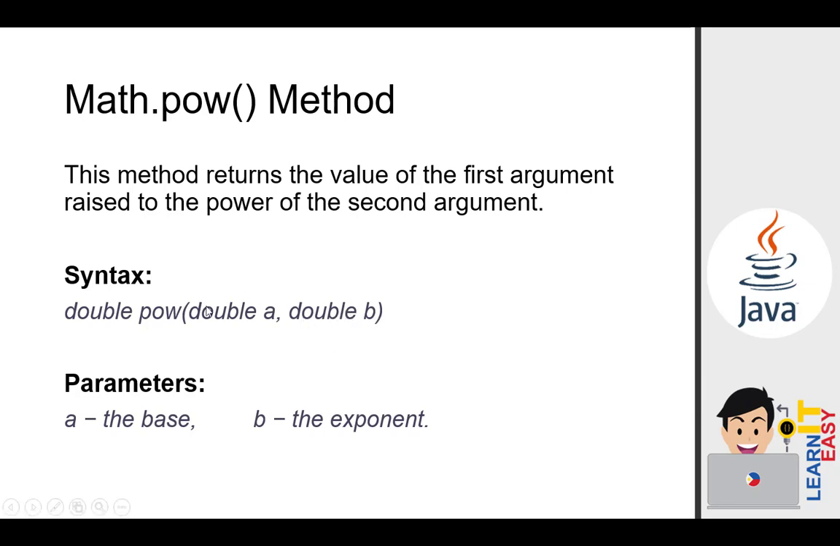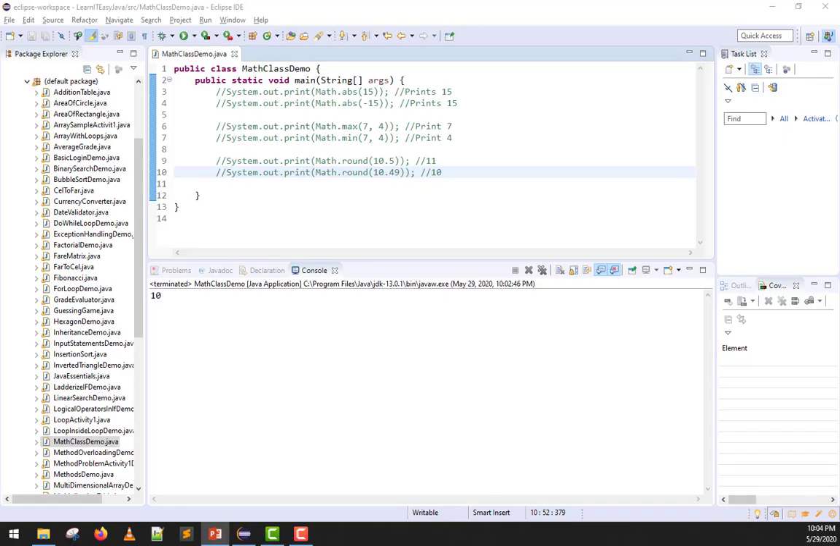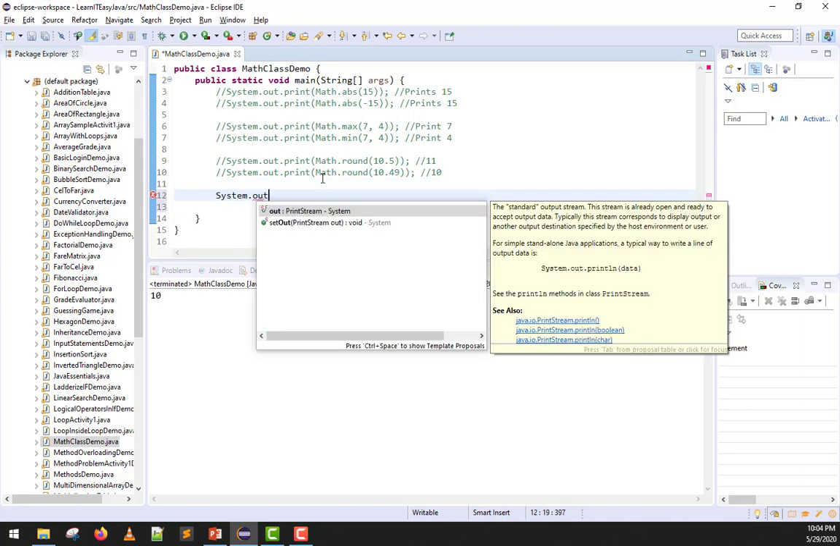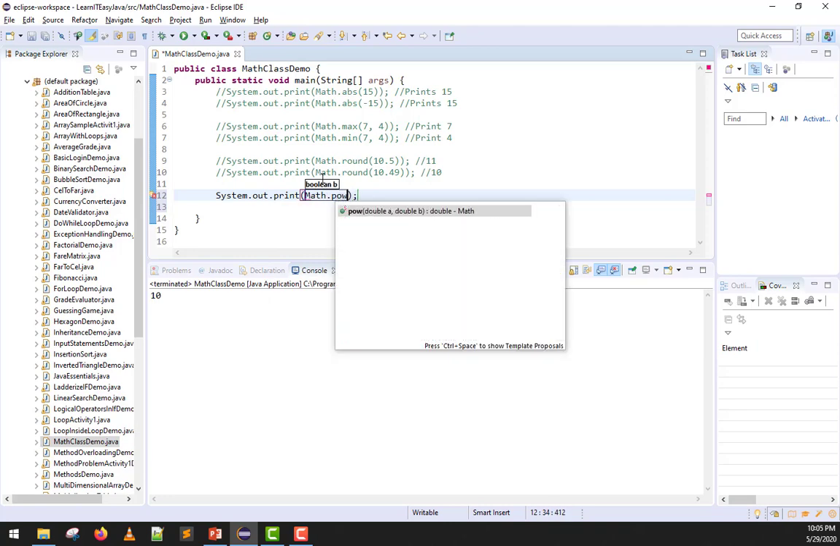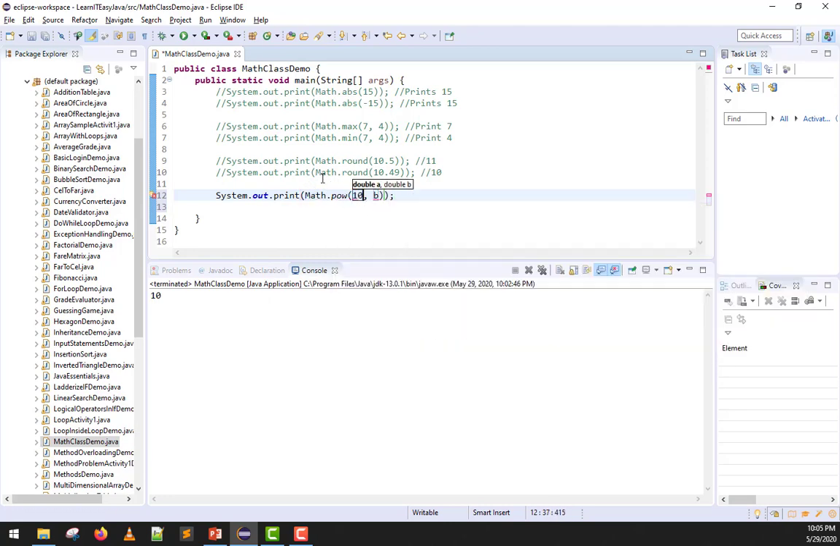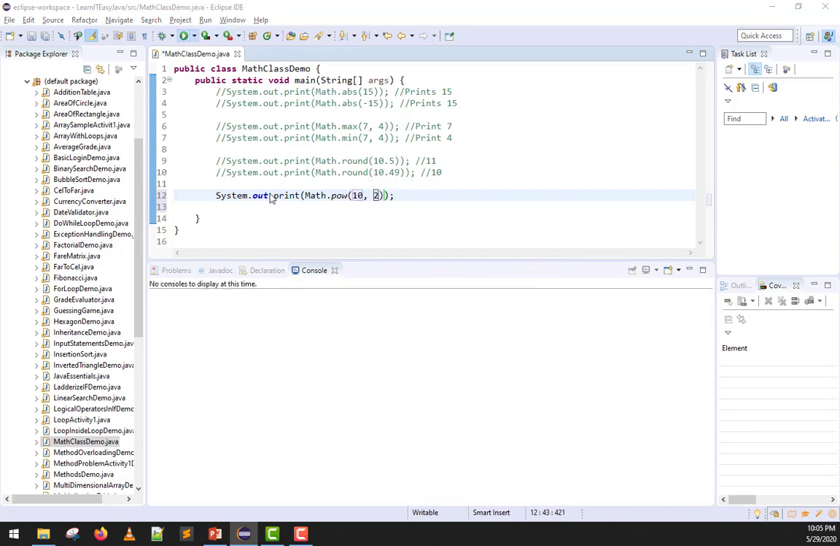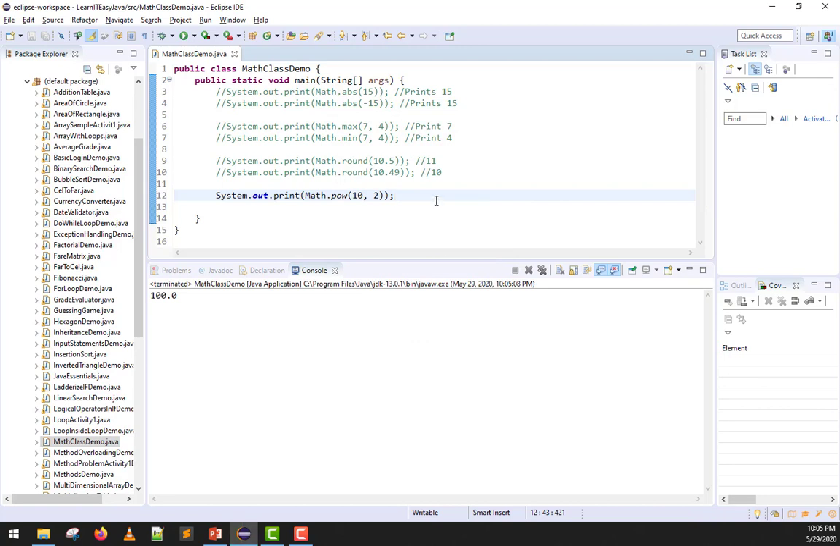Kasi ganito yung syntax niya. Tatawagin natin yung pow, ilalagay mo yung first number, ito yung base, and then yung second number, ito yung exponent. So, pakita natin. Halimbawa, kung gusto mong perform ng system.out.print, halimbawa, we have math.pow, okay? Sinabi natin 10 raised to 2, this is 100, kasi 10 times 10 is 100, okay? Ito siya, okay? Ngayon, print natin.